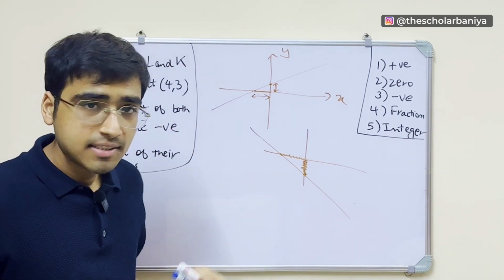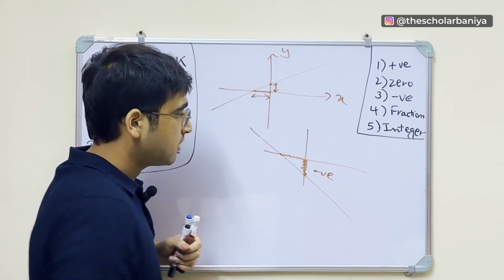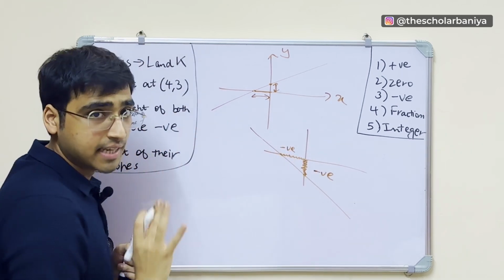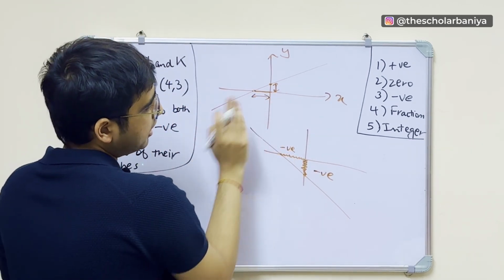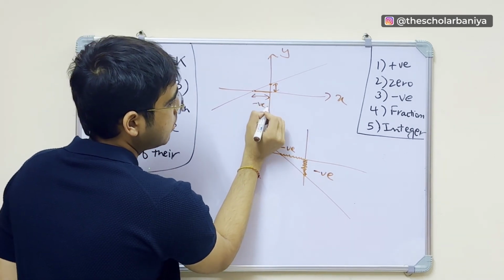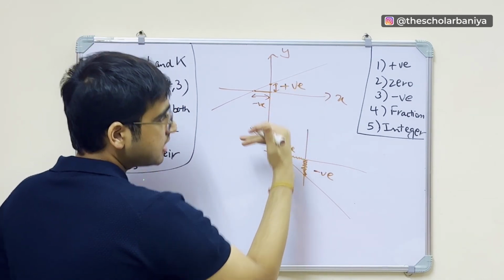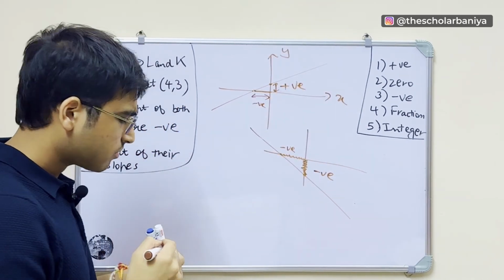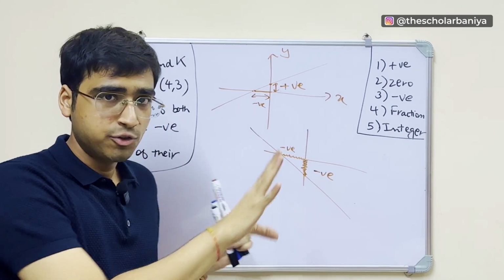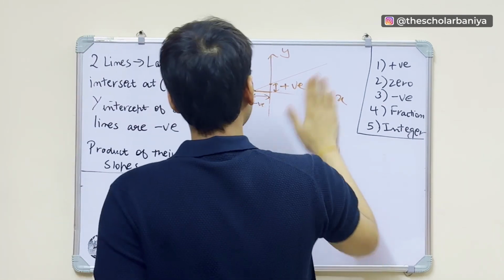Now tell me, what is the y-intercept in this case? It is negative, right? Because it is below the x-axis. What is the x-intercept? The x-intercept is also negative because it is on the left side. In this other case, the x-intercept is negative because it is on the left side. But the y-intercept is positive because it is above the axis. So this is a very fundamental thing which, if you can visualize, you can understand much better, right?